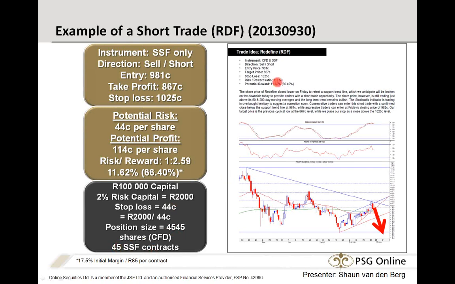Now, in this situation, Redefine contracts are only 85 rand per contract. So a lot of people can afford 85 rand to have exposure of 9.81 rand, okay? So it's going to cost you 981 rand as a transaction, okay? So remember, this is a 17.5% margin requirement on CFDs, so you obviously need to have those funds available.